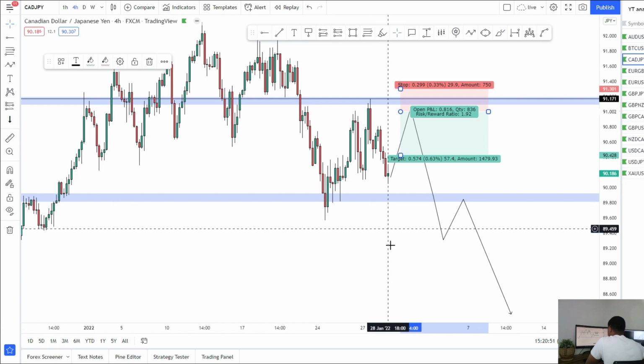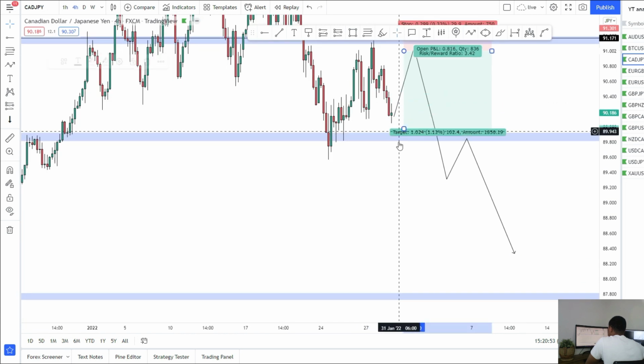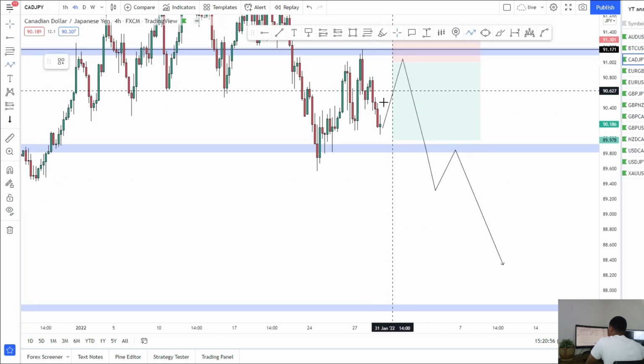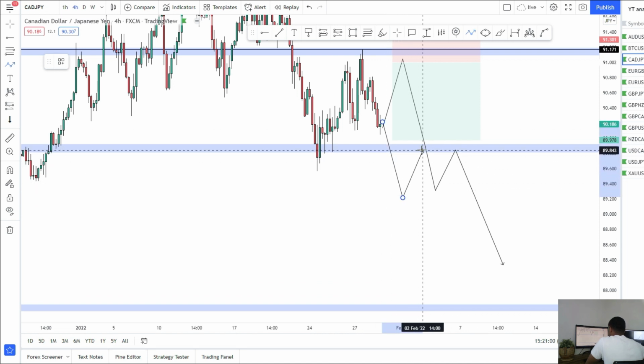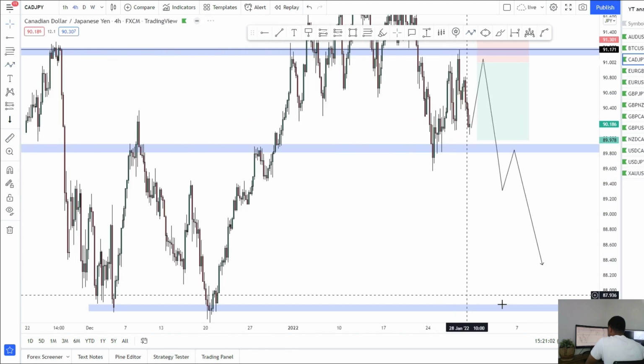Again, we do need to stay below that level. And then if we just dump to the downside or don't see that retracement, we'll break below 90. We'll be looking for the retest of it to go short and look to target 88.